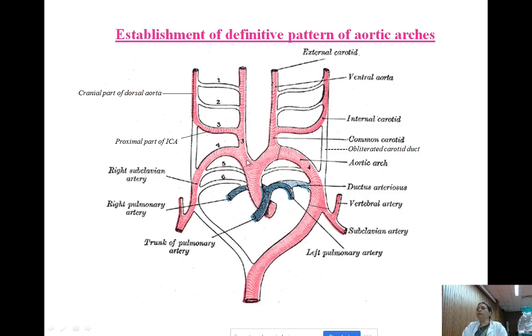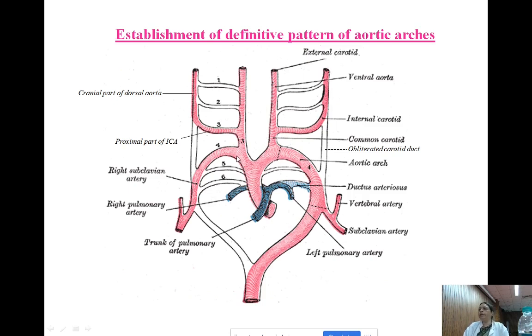Okay, so the third arch will form the common carotid artery and part of the internal carotid artery. The rest of the internal carotid artery is formed by the cranial part of the dorsal aorta, whereas the ventral aorta is also extended cranially. The horn of the ventral aorta will also extend cranially, and that will form the external carotid artery. So you know how the common carotid artery, internal carotid artery and external carotid artery are formed.